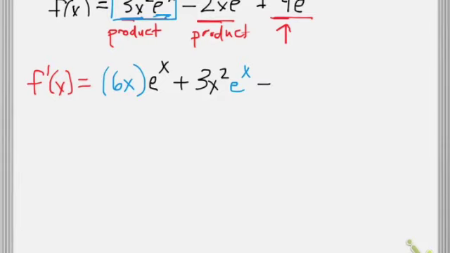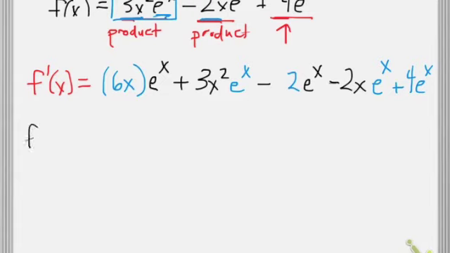minus the derivative of 2x, which is 2, times the second function. All right, I would say plus the first function, but that first function is, oopsie, let's go back, minus 2x times the derivative of the second function, which is e to the x, so that's just, again, e to the x, plus the derivative of 4e to the x, which is just 4e to the x.